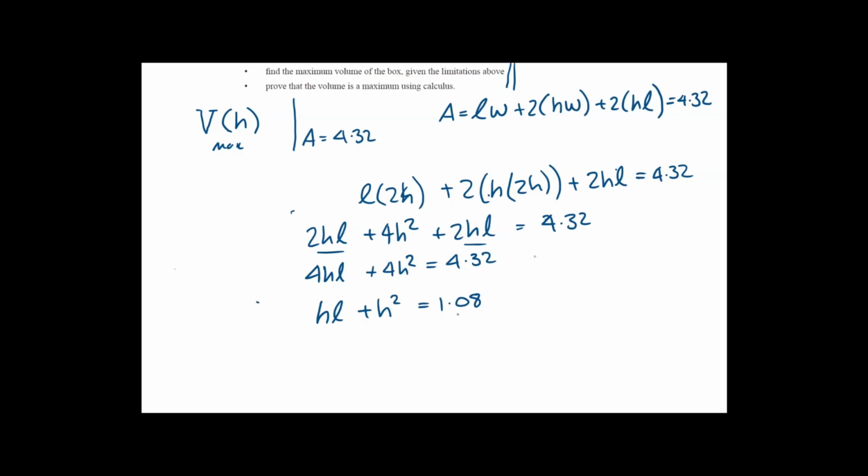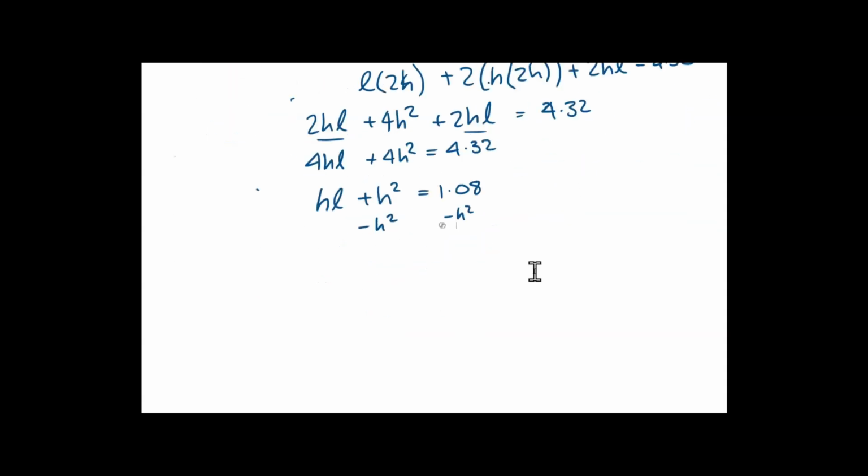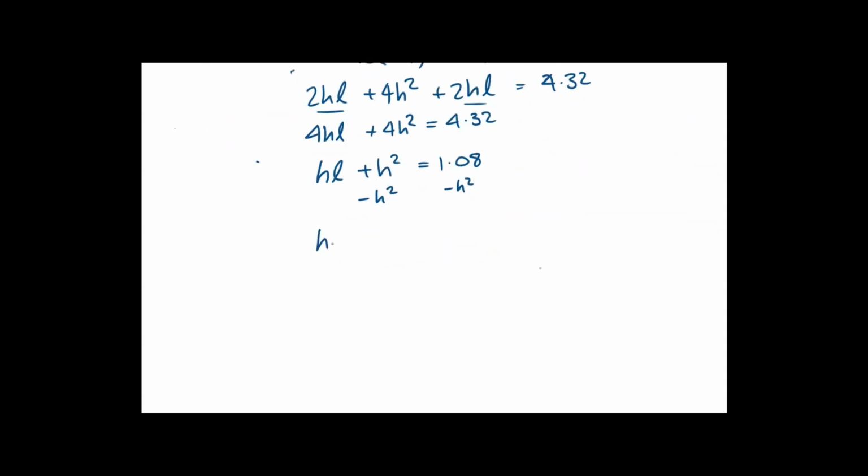Okay, so now that we've got the area in terms of HL, if we isolate the L, we can then substitute that into the volume. We can substitute one formula into the other. We just can't substitute itself into itself because we're going to get a nonsense answer. We're going to have dogs and cats living together. All hell's going to break loose. So I'm going to take away h squared from both sides. So HL is going to be equal to 1.08 minus h squared, and then I'm going to divide both sides by h.